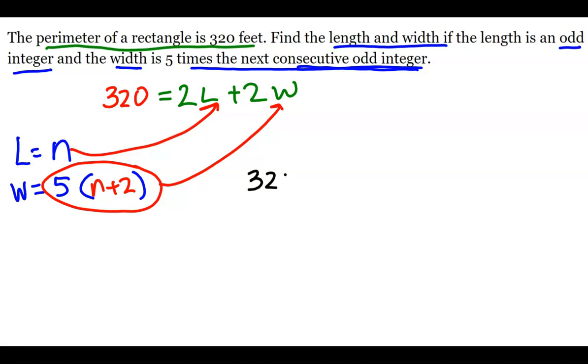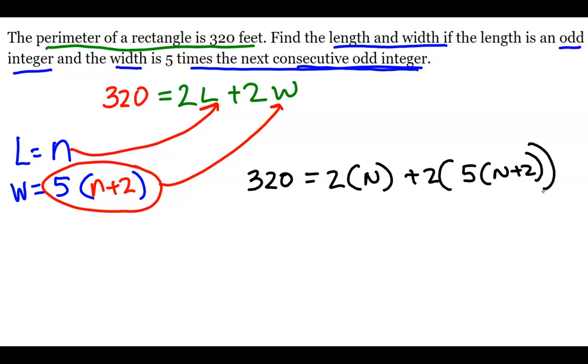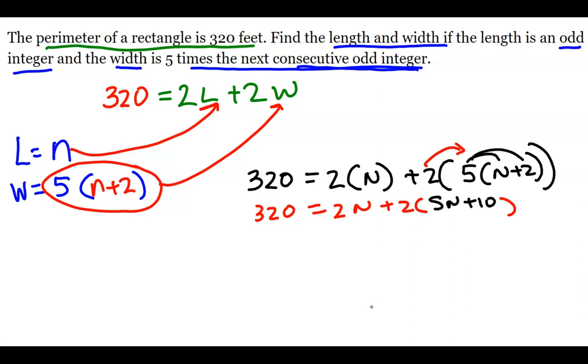So it looks like I'll have 320 is equal to 2 times n and 2 times 5 times n plus 2. So I've got to do this distribution before I can do this one. So let's leave everything over here the same. But let's shorten this 5 times quantity n plus 2. So that would give us 5n plus 10. And now I can distribute the 2. So I'm going to have 320 is equal to 2n plus 10n plus 20. I'm going to combine like terms.